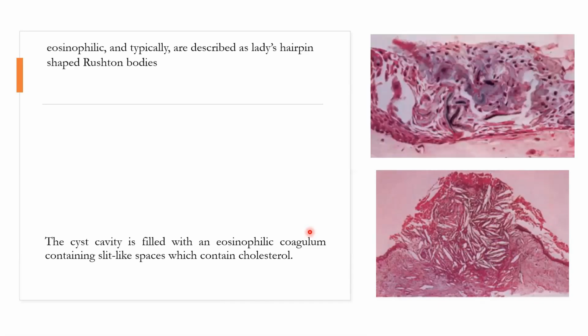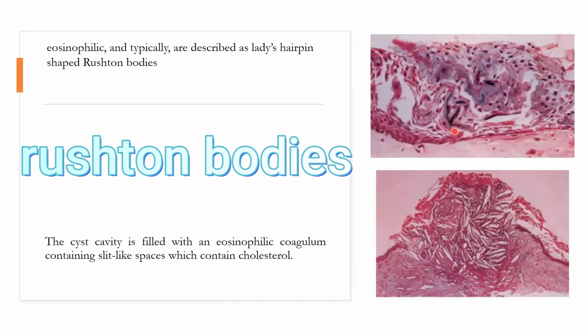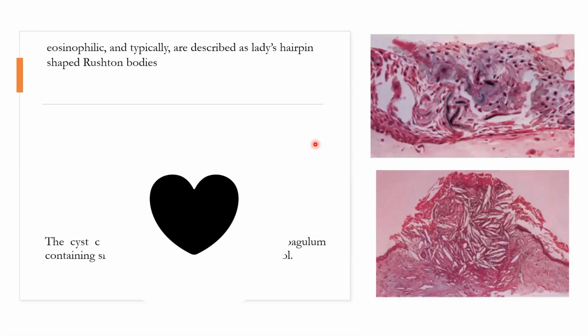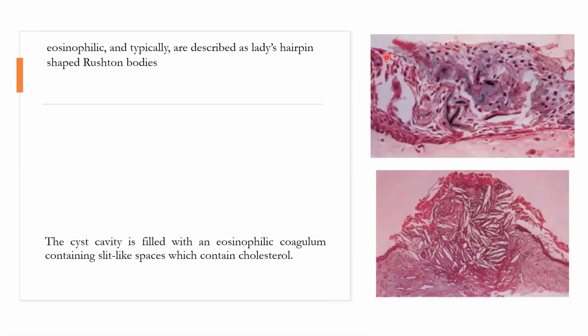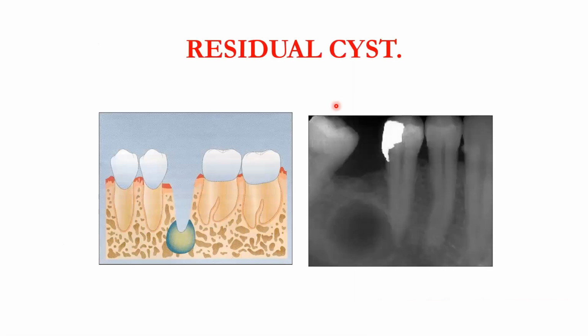Another structure which is quite diagnostic is the presence of Rushton bodies. These are also eosinophilic and are described as ladies' hairpin shaped structures, and there could be some hyalinized areas present as well. So the treatment of radicular cyst is simple enucleation, and it is quite effective, and this is a lesion which does not recur, and there are not many complications which are associated with it.